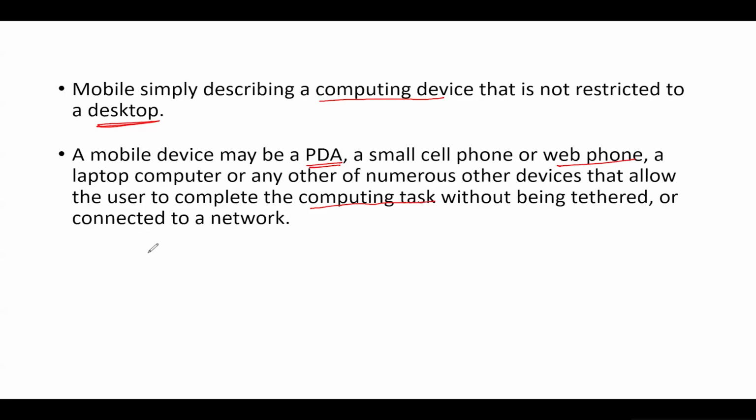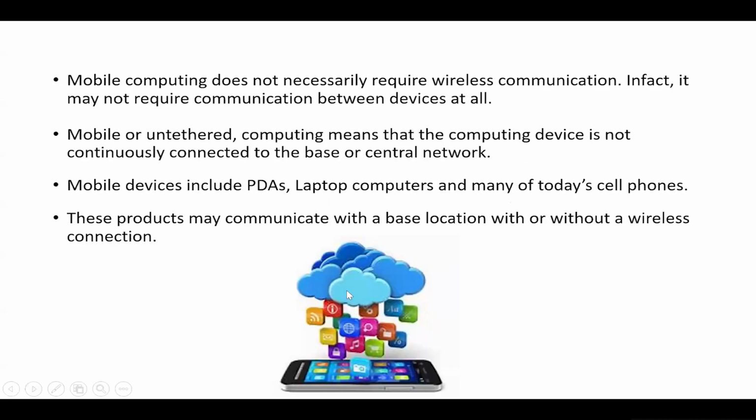All right. So that is the difference between wireless and mobile computing. Mobile computing does not necessarily require wireless communication. Mobile computing might have a wired communication also, but when we are talking about wireless, we only talk about communication without wire. In fact, it may not require a communication between the devices at all. You might have a mobile without network connectivity also. If I'm able to perform some computing, then that is mobile computing. Whether it is a wired connection or not, it doesn't matter.